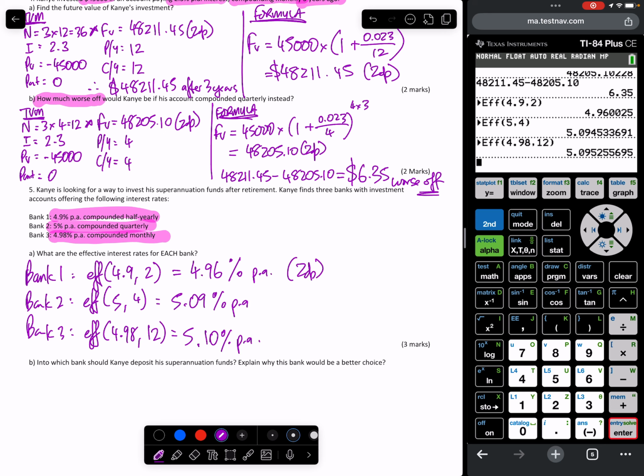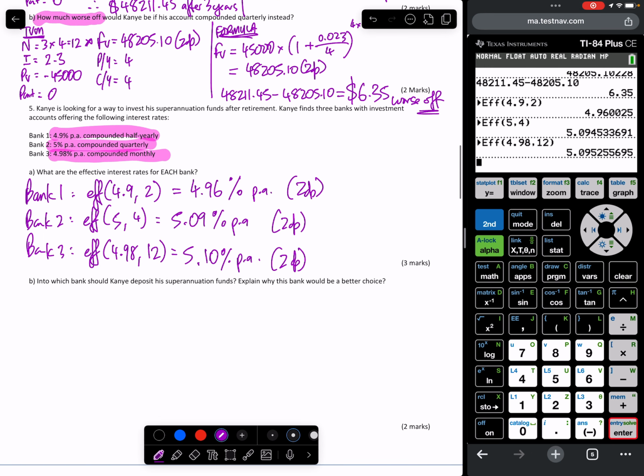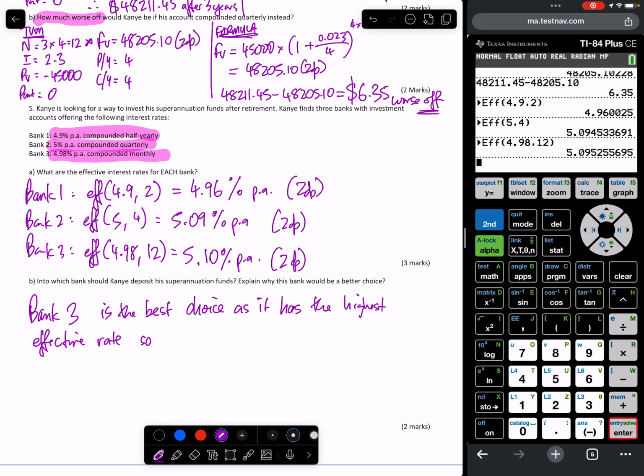These are all to 2DP, 2DP, 2DP. What are the effective rates? Done. Into which bank should Kanye deposit his super funds? Explain why this bank would be a better choice. Bank 3 is the best choice as it has the highest effective rate, so would earn the most interest.